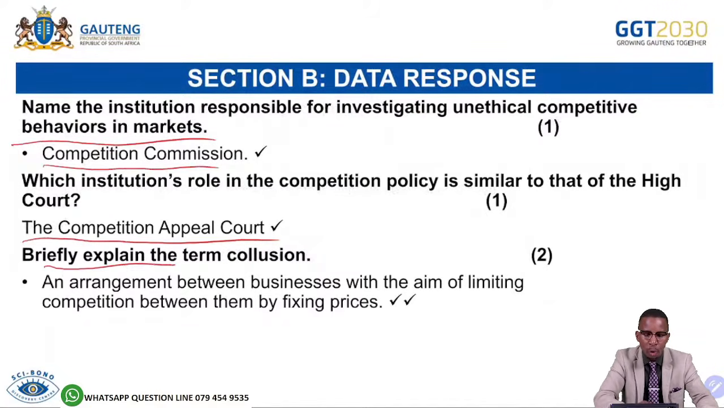Briefly explain the term collusion. It is an arrangement between businesses with the aim of limiting competition between them by fixing prices or even production techniques. Remember, it can be either implicit or explicit.